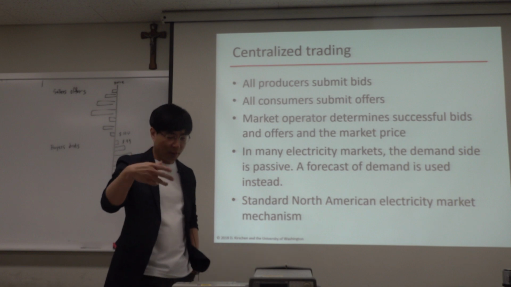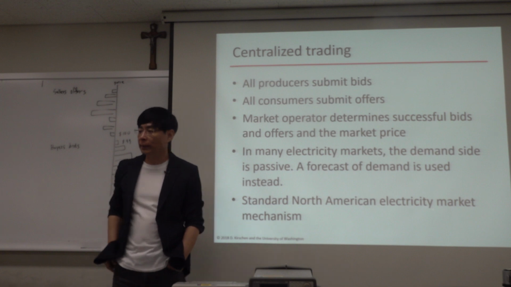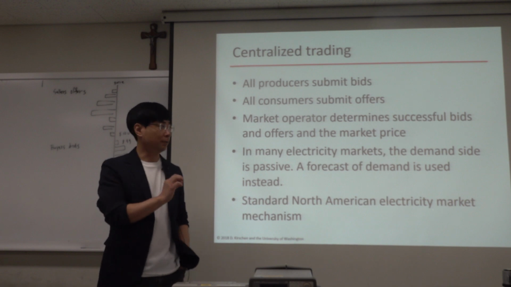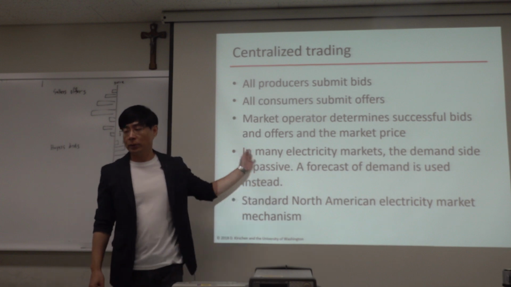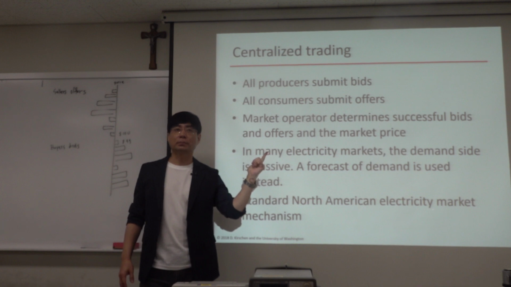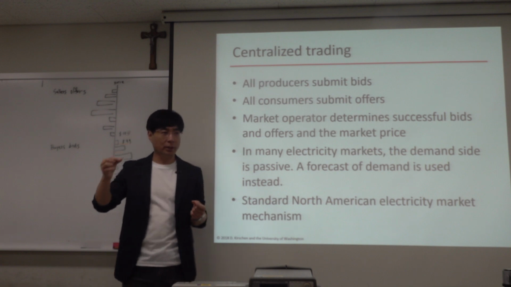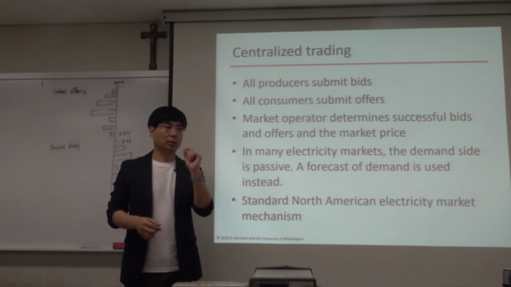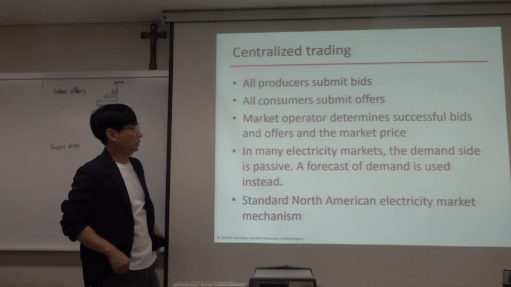In centralized trading, there is a market operator, and sometimes the ISO also takes this job. All producers submit bids, and all consumers submit offers. You may think this is similar to that. Yeah, this is similar, but in centralized trading, using these bids and offers, the market operator constructs the supply curve and the demand curve and finds the intersection of these two curves to determine the market clearing price. So the market operator determines successful bids and offers and the market price.